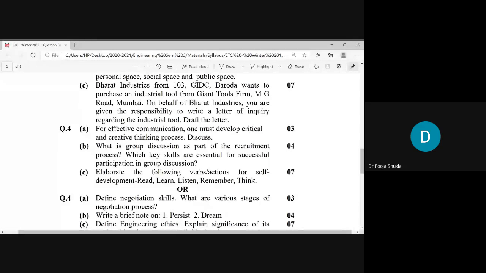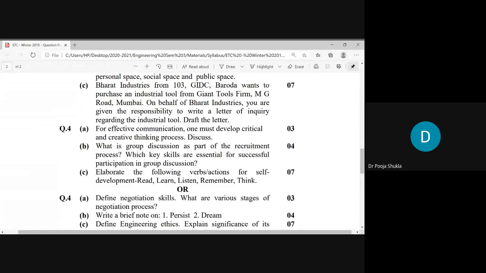So they've talked about an industry from Baroda who wants to purchase tools from Mumbai, industrial tools. You are supposed to draft an inquiry letter regarding the industrial tool. What is an industrial tool? A tool that you will use in the industry. You're not asking about one tool. Remember, when a company buys, they buy in bulk. Let's say I'm buying a 3D printer for my organization. I'll not inquire for one 3D printer. I'll at least inquire for a minimum of 10, right? Because it's a huge equipment. So please decide the number of tools that you wish to order based on the equipment that you are ordering.